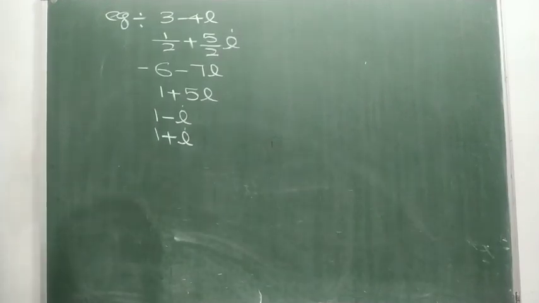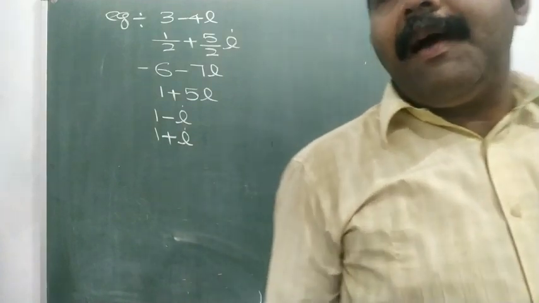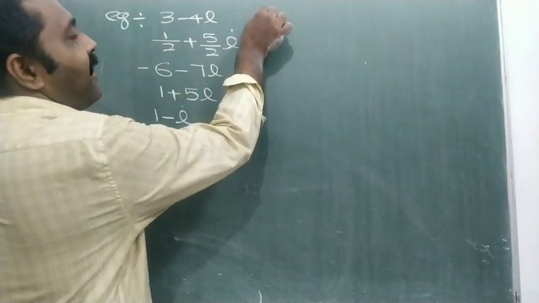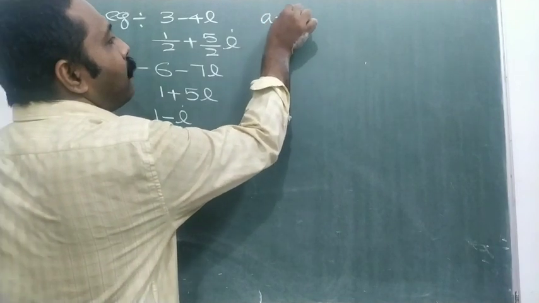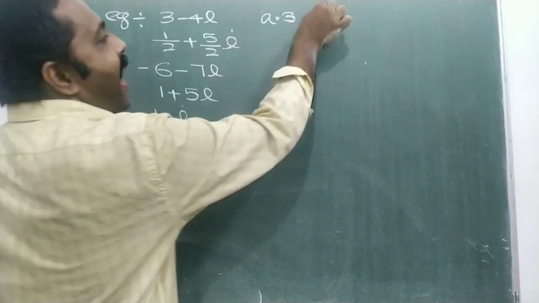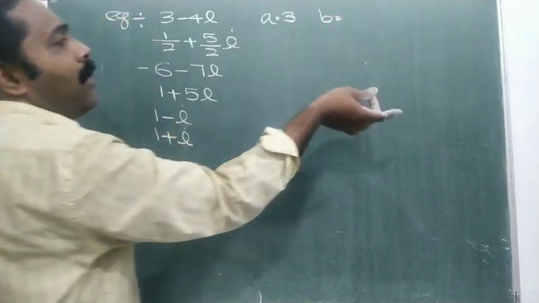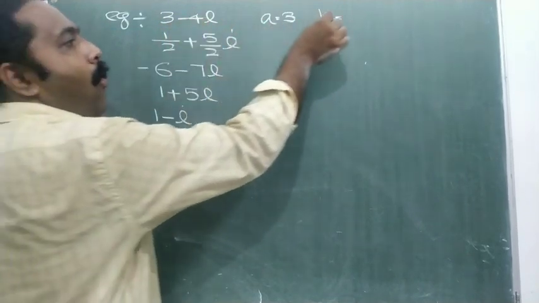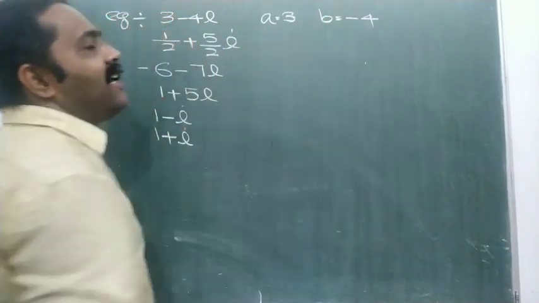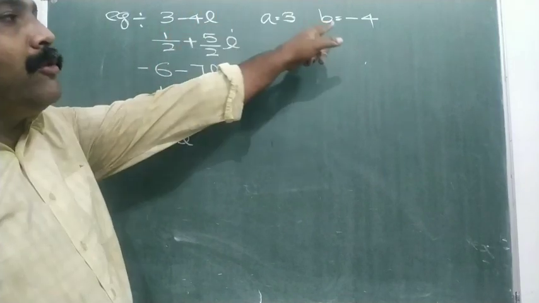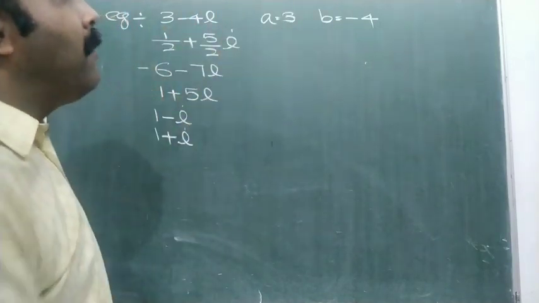Now examples of complex numbers. 3 minus 4i. Here a is equal to 3, the real number term is a. And b is equal to the coefficient of i, which is b. Here b is equal to minus 4, not a positive 4. b is equal to minus 4.